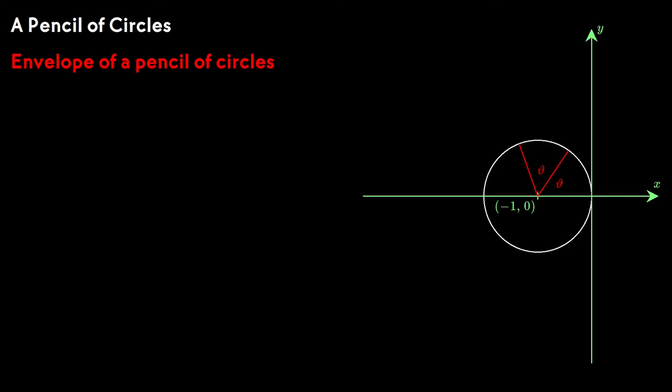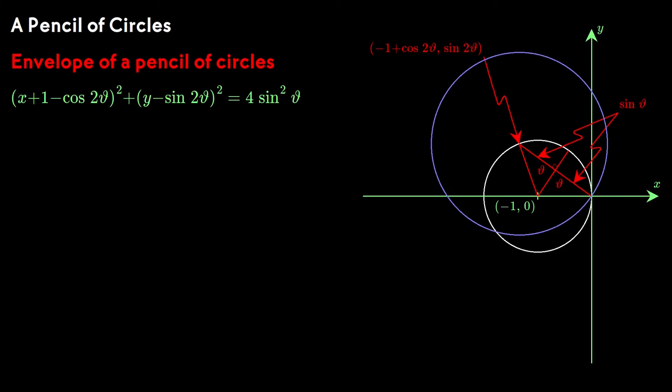We can find a point on the circle by specifying a central angle. I'm going to call this angle 2 theta, and in fact I'm going to bisect it now, and you'll see why in just a moment. The center of the circle in the pencil will be at coordinates minus 1 plus cos 2 theta and sine 2 theta. And the radius of the circle in the pencil is 2 sine theta. We know the center and radius of the circle, so we can write out the formula for the pencil with parameter theta.